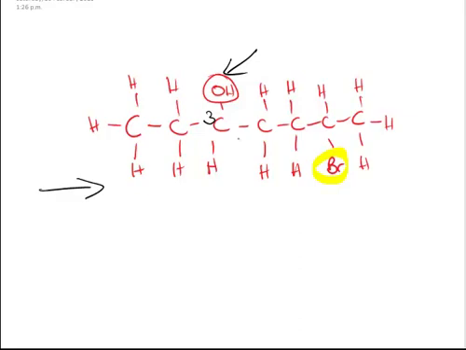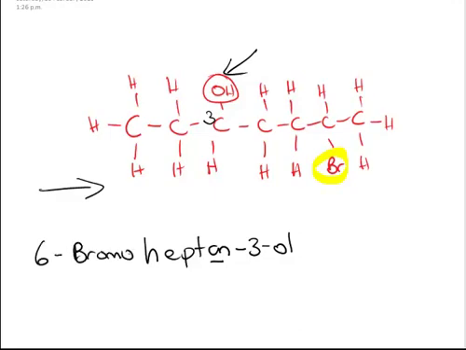So that means we'll go with heptan, remembering to leave the "an" in there. Dash 3-ol, and that means 4, 5, 6. The bromine's on the number 6. 6-bromo. Notice we don't number from this side. Once we've started numbering left to right, going this way, we don't change to come back this way. We're consistent with our numbering. Okay?